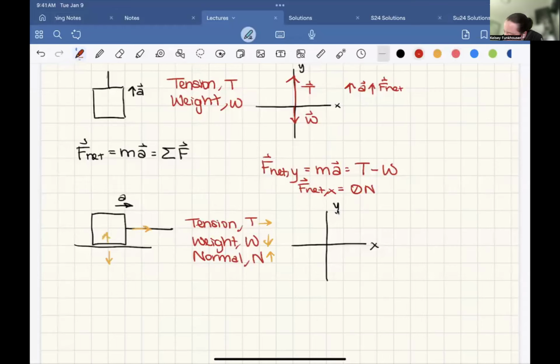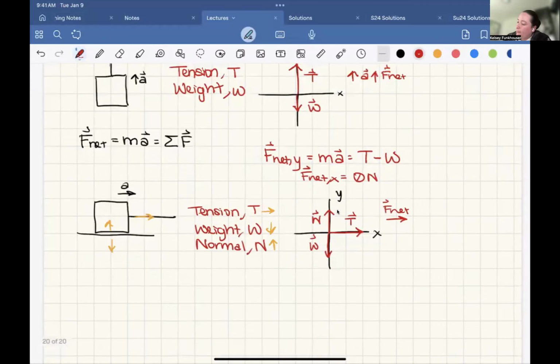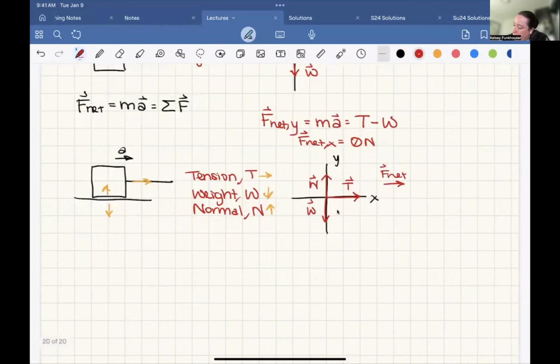Let's see. So tension to the right, normal force up, weight force down. And then our net force is to the right, and we know that because the acceleration is to the right. So next up, we write our force equations. This time we have forces in X and Y, so we can do more than just say one of them is 0.